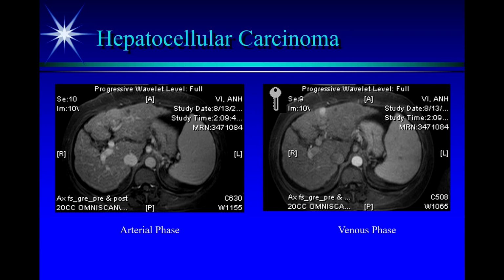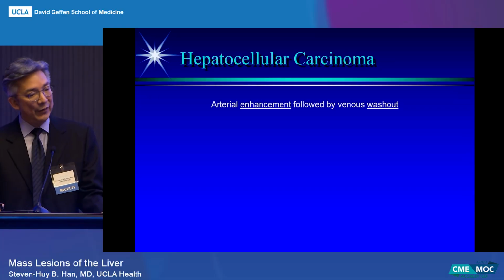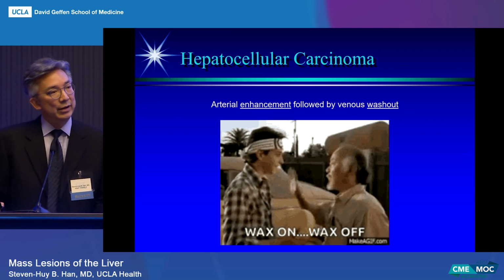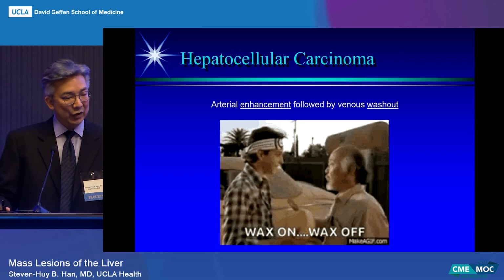So the key to diagnosing HCC is to order a contrasted scan. If you order a non-con CT or a non-contrasted MRI, then you are not going to be able to diagnose HCC. So always, if you're thinking HCC, order a contrasted scan, because you need to see the arterial enhancement followed by the slow venous washout. And I sometimes like to tell my fellows, think of wax on, wax off. So that's your HCC, contrast on, contrast out.